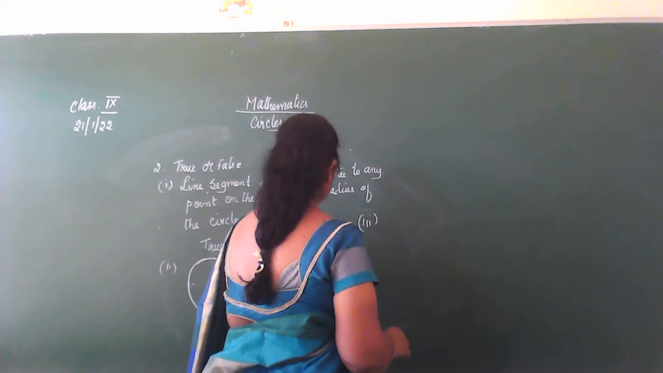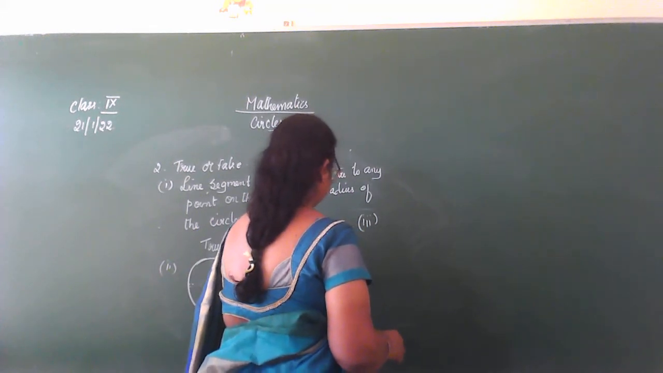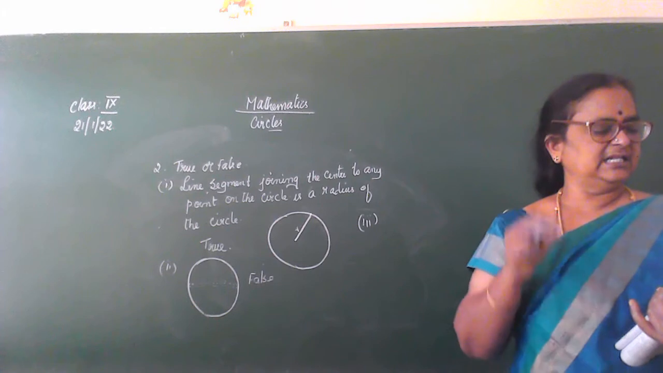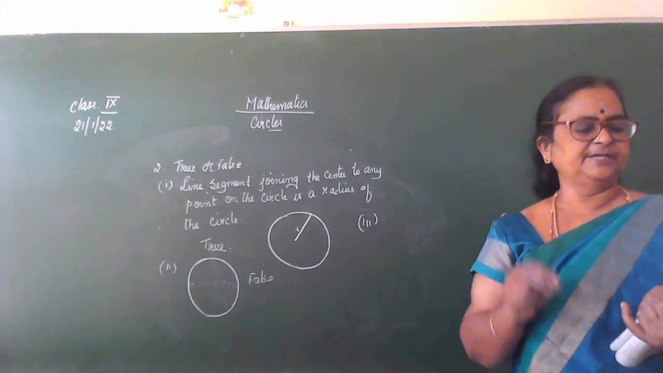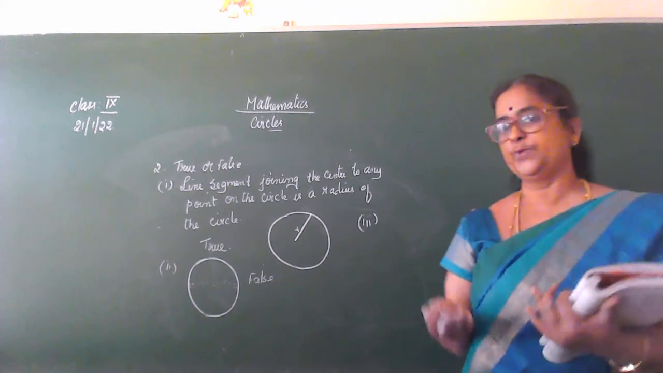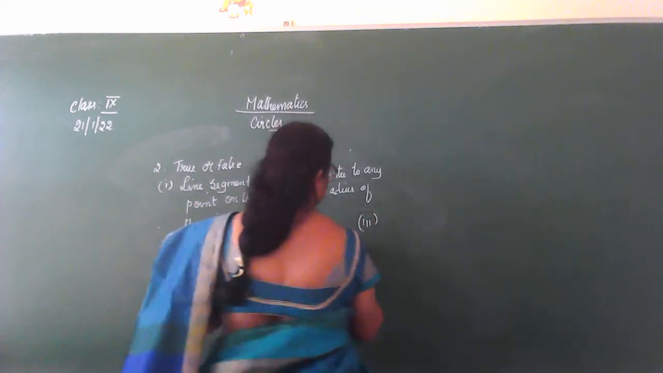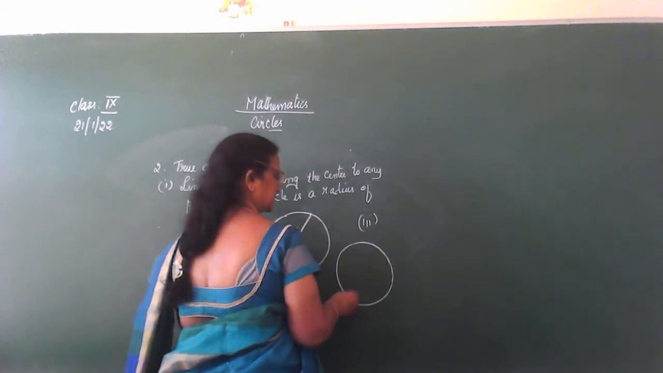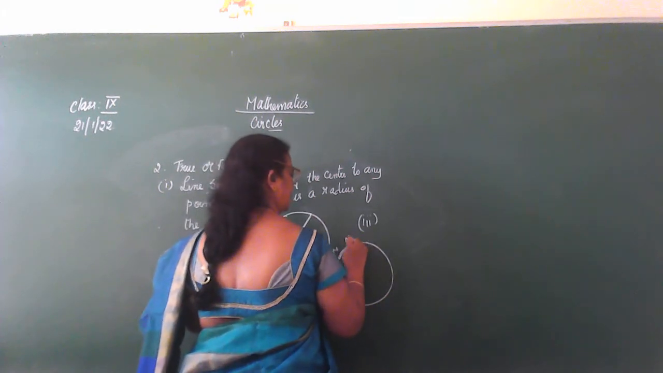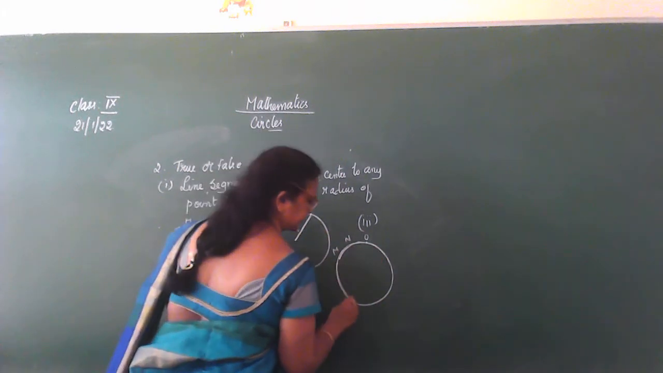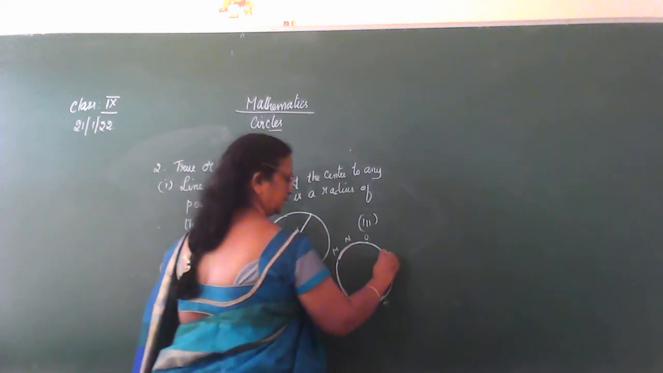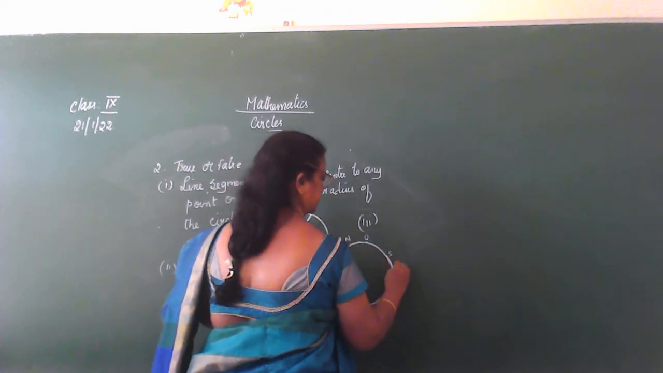if a circle is divided into 3 equal arcs, each arc is a major arc. No, we cannot say. See, if I divide the circle into 3 arcs, I have M, N, O. The other one is P, Q, R. And the other one is S, T, U.